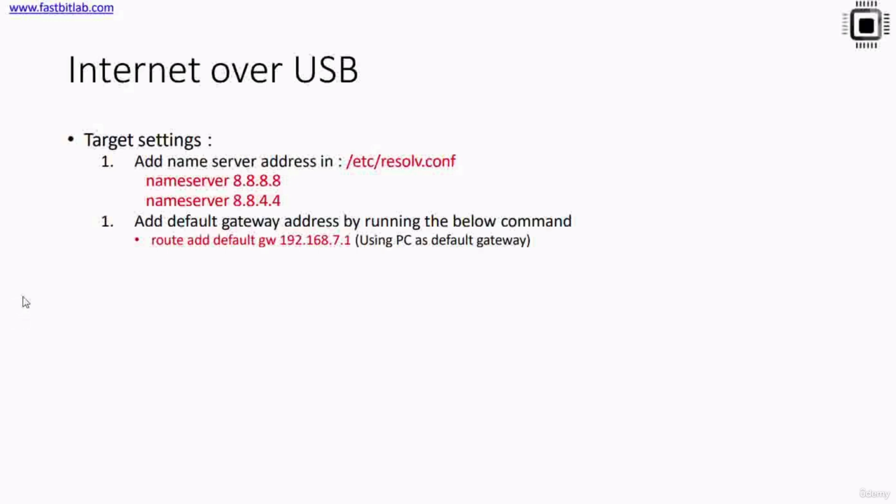First let's look at the target settings. In the target settings you have to touch one file, that is resolv.conf. Then you have to add the default gateway address by running the below command. The default gateway in our case is our system, that is the host. First let's do the target settings, and later we can see what settings are required in order to share your system's internet with the target.